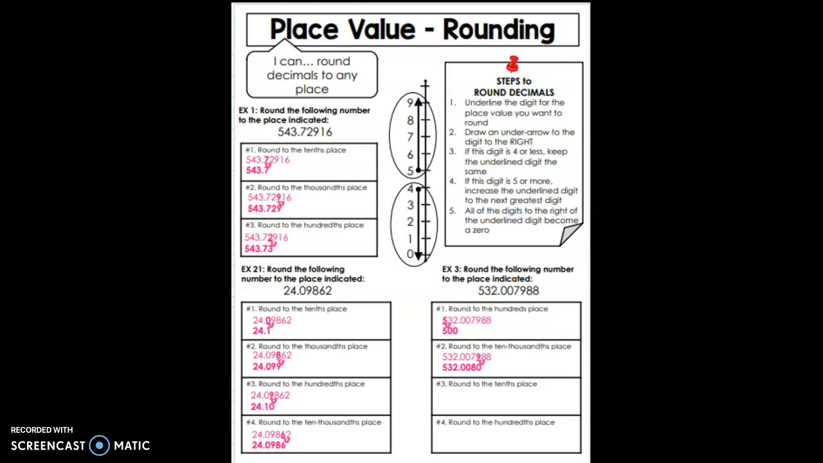Rounding to the tenths place. This one's easy. We just leave our 0. And the last one, rounding to the hundredths place. We have a 0. We're using the 7 to determine if it stays the same. It has to go 1 larger.